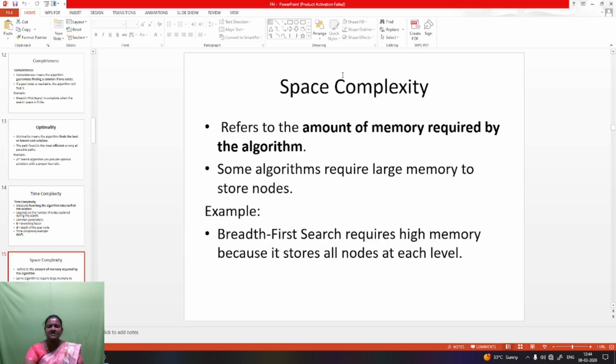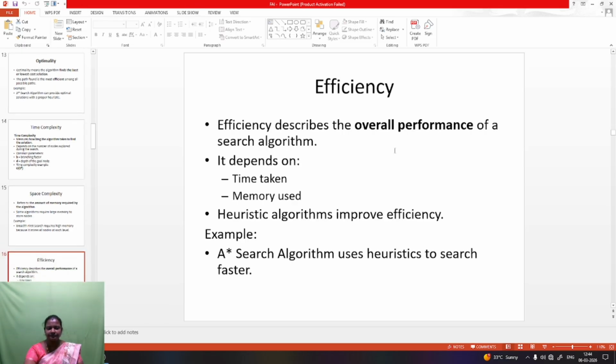Example, breadth first search requires high memory because it stores all nodes at each level. Because in breadth first search, we cannot eliminate a single node. We should visit each and every node. So it takes high memory space and more time also.